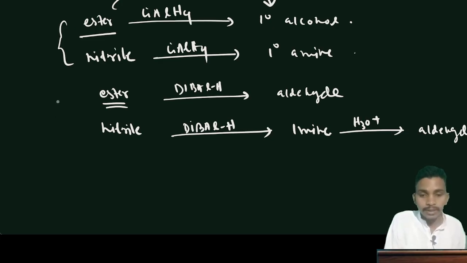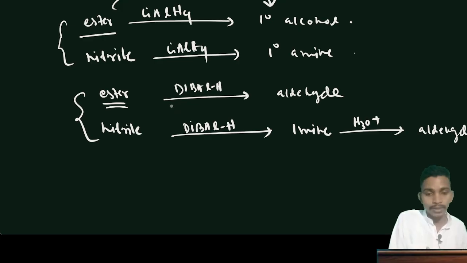Okay, so this is the advantage of DIBAL-H: the ester converts into the aldehyde, and the nitrile converts into the amine. After hydrolysis we get the aldehyde group. It means that if you want to get aldehydes from esters, then you use DIBAL-H, which will stop at the aldehyde. So it actually saves time, saves one stage of the reaction.